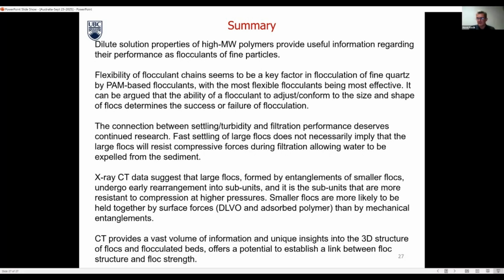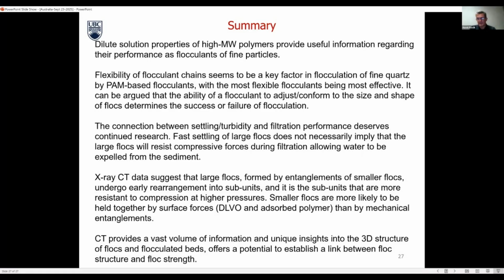So this connection between, again, settling, high settling means excellent performance, deserves continued research. Like I said, we are not convinced that that's really the case, because fast settling of large flocks does not necessarily imply that those flocks will resist filtration. In fact, we see that they go first, even under relatively low pressure. 75 kPa is not that high. 250 is probably more likely what you encounter in pressure filtration. But even in that range, it's clearly visible that very large flocks collapse first, and then the rest is defined basically by the behavior of smaller subunit flocks.